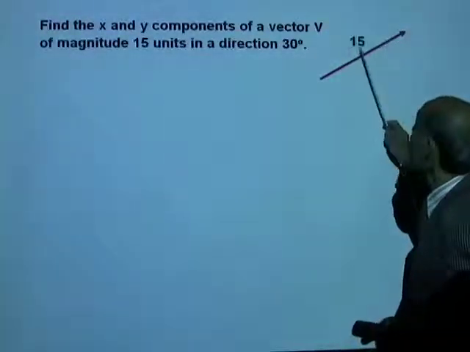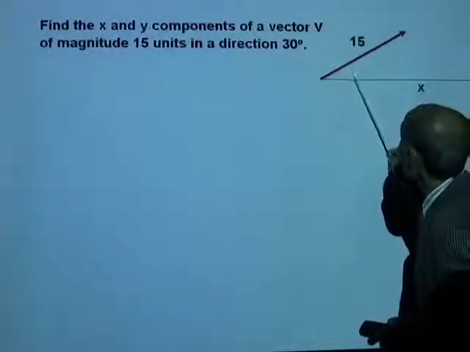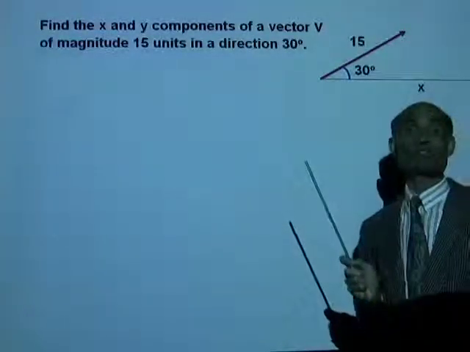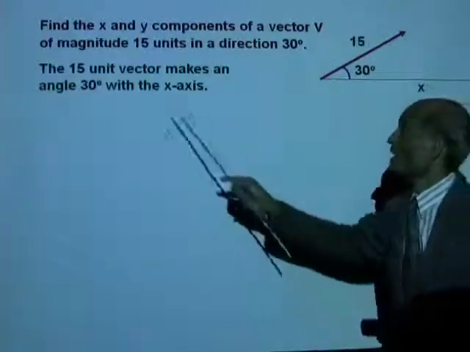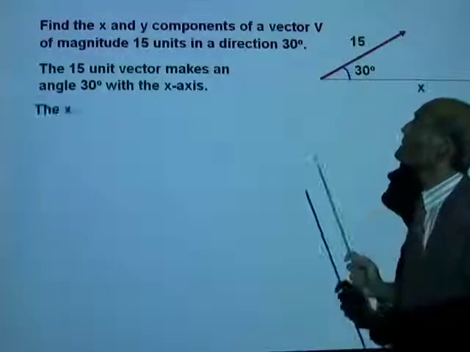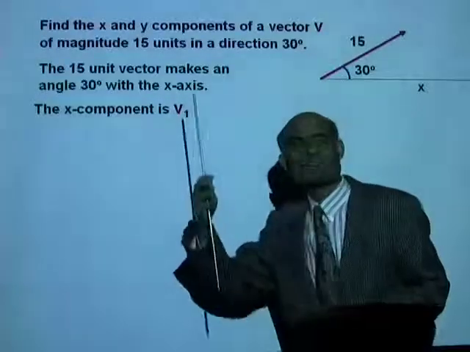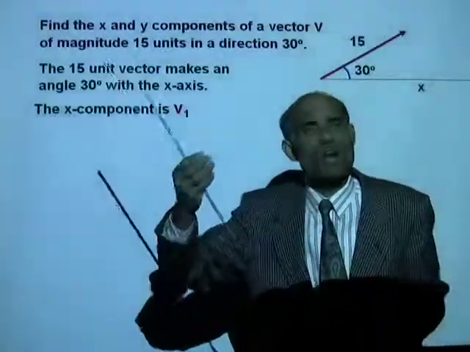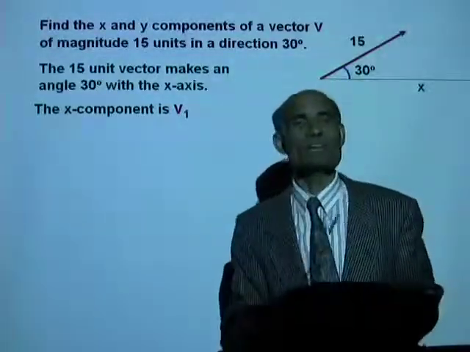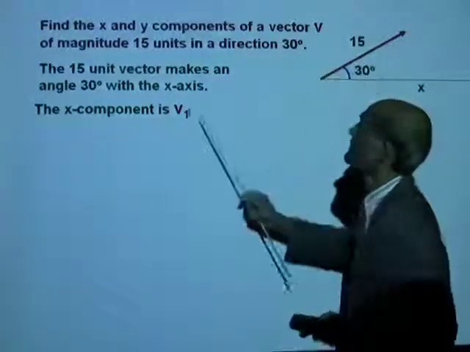This is our vector of magnitude 15 units, and it makes an angle 30 degrees with the positive x-axis. I'm going to call its x component v1. You can also call it v sub x. Alright, tell me, what is v1 equal to? What is the x component of this vector?